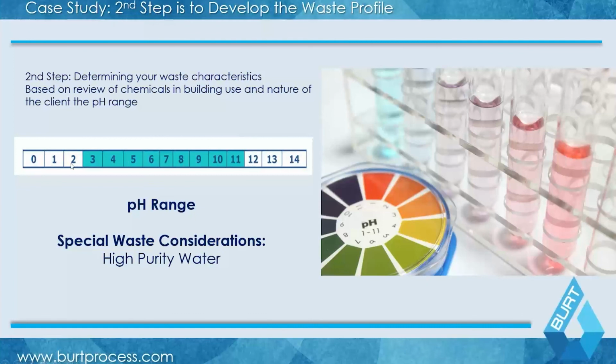Getting to 13 plus or getting below 2 to 1 in that case isn't very common for most pH systems. They can certainly be designed to handle that. This is where the majority of waste streams are going to fall, somewhere in this range, just based on the dilution factor, the chemistries involved, kind of more or less standard waste. And then any high purity water also present in the system.